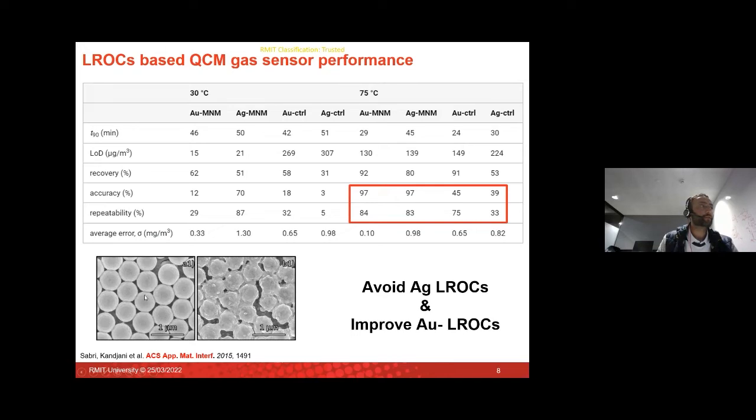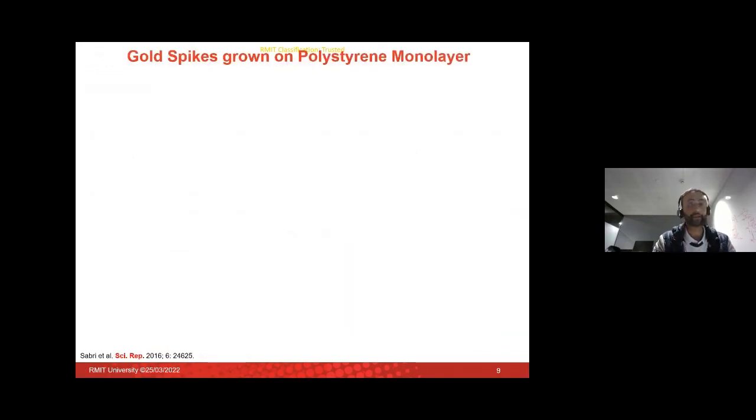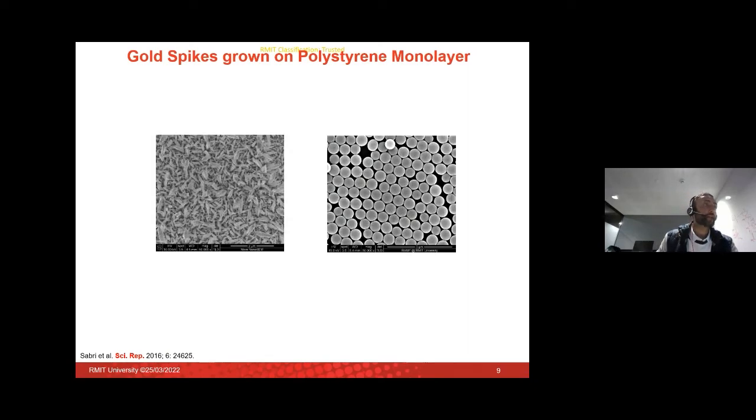What else do we find from here is that the silver surface has completely deteriorated over time with mercury amalgamation. This is normal for silver. However, gold has withstood its morphology even after the long-term tests. So from here, we've decided we're going to avoid the long-range order structures for silver. We're just going to concentrate on gold and try to improve that and make more reproducible sensors. Now, how can we enhance our sensor performance? We've had a material before that you may have heard about before.